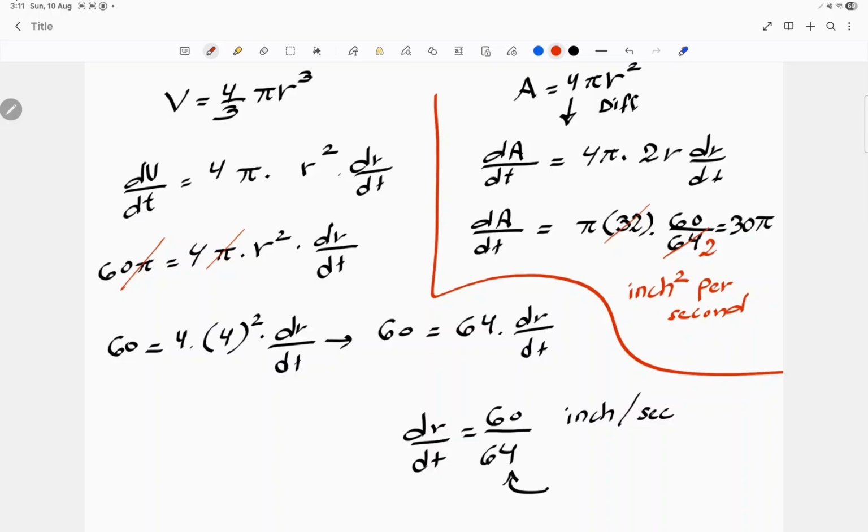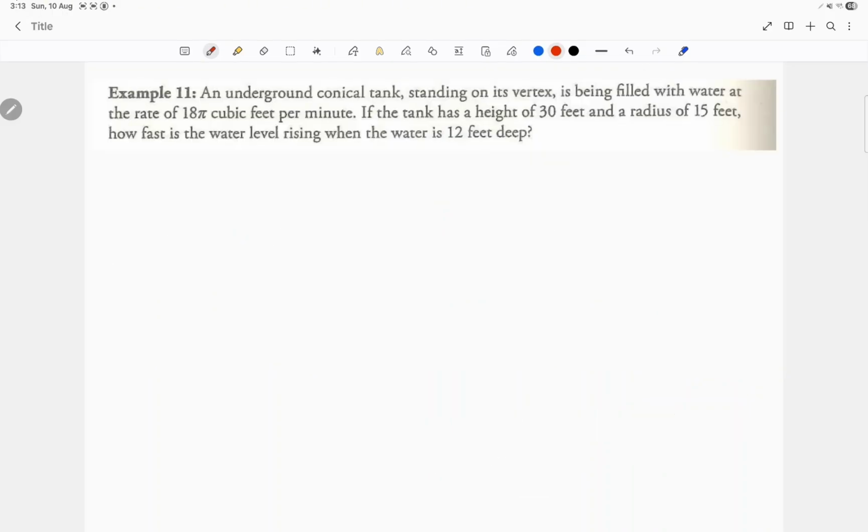Alright guys, move on. For this question you have a tank that's conical in shape, standing on its vertex. So it looks like this.